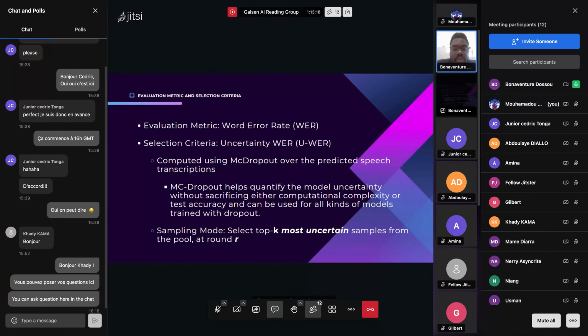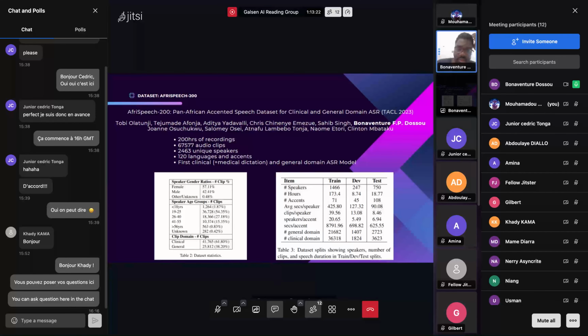For this project, we use the AfriSpeech-200 dataset, which is an African-centered dataset built for clinical and general domain ASR. It was accepted at TACL and presented recently at EMNLP. As the name indicates, we have 200 hours of recordings built upon almost 70,000 audio clips, with almost 2.5 thousand unique speakers spread across 120 accents. This is the first clinical, or medical, and general ASR dataset on African-accented speech.